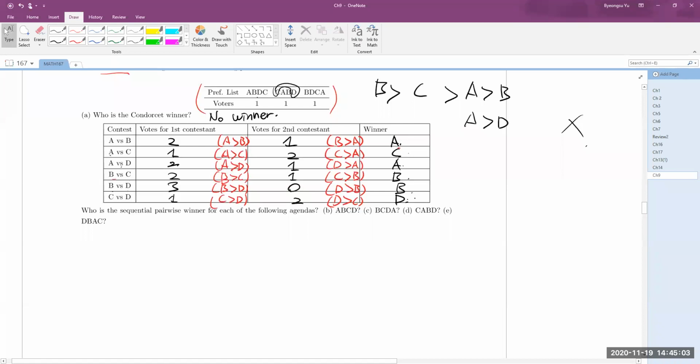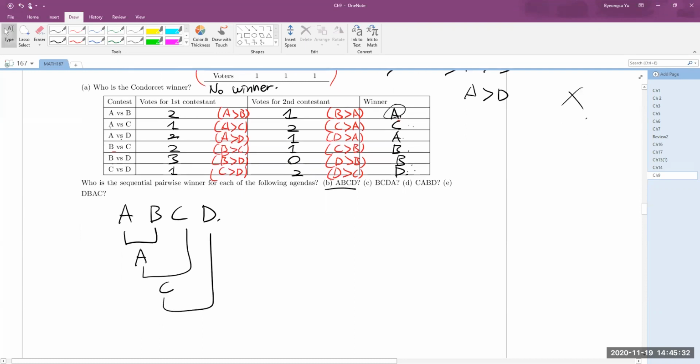But if you think about the sequential pairwise winner with this sequence, first you need to compare A and B. In A versus B, A is the winner. Then you compare A and C again. In A versus C, C is the winner. In the last step, you compare C with D, and D is the winner. So for the sequence A, B, C, D, D is the winner.